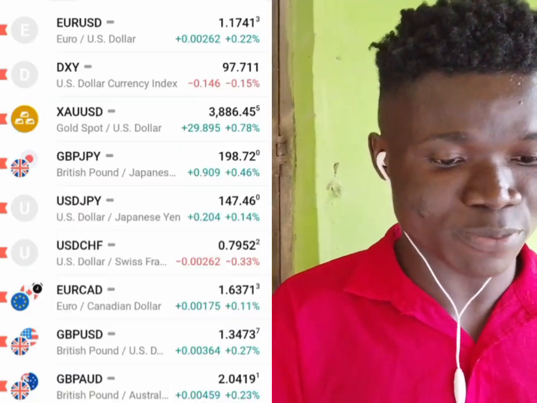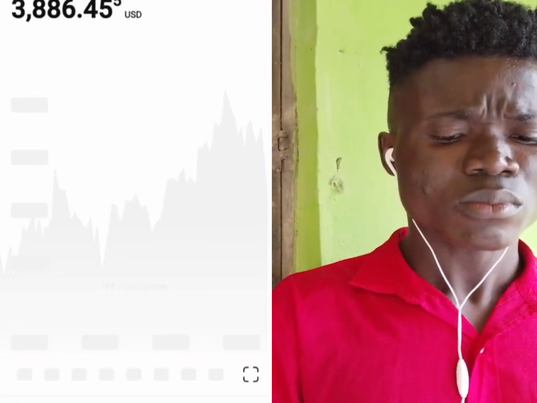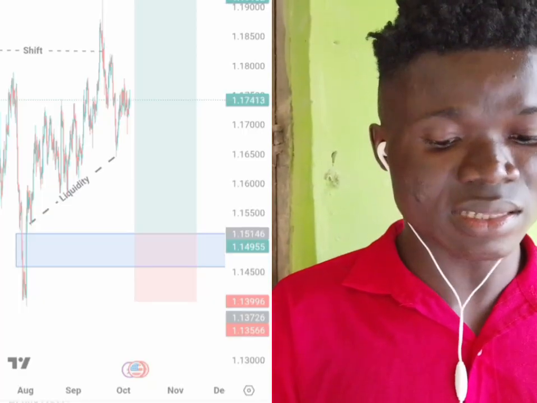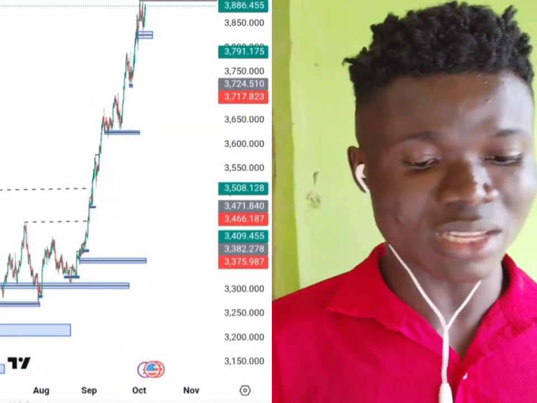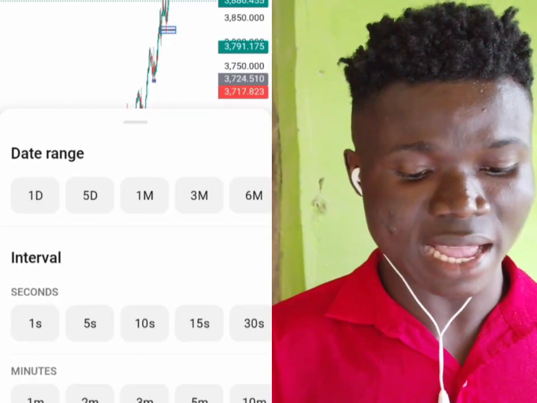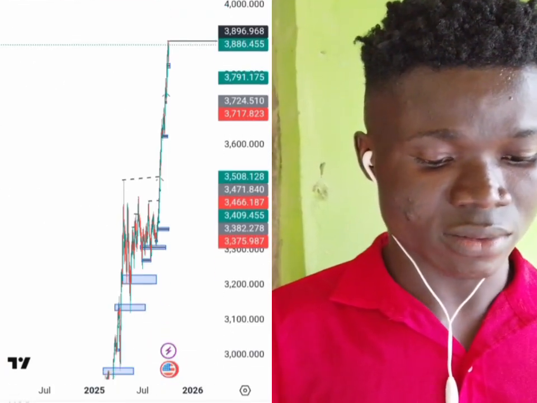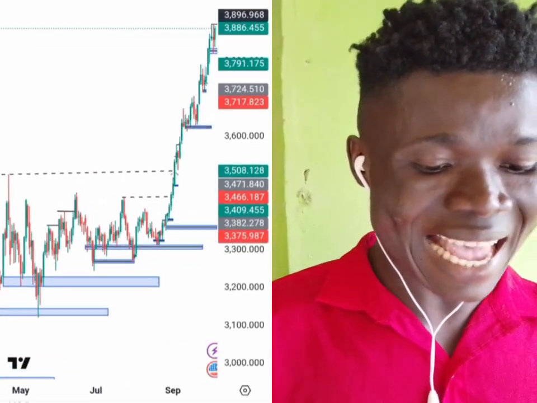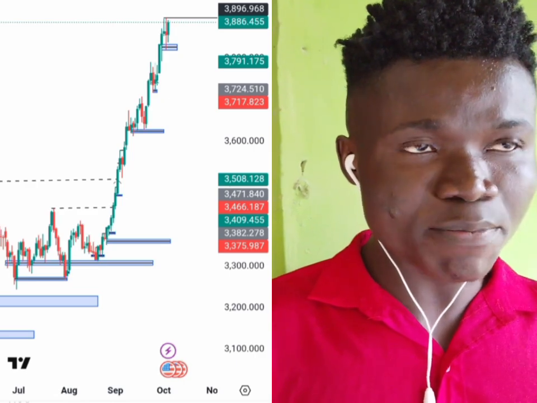So the next pair we'll be expecting is gold. Gold is one of my favorite pairs. So gold has been buying since earlier this year, since January. Gold has been bullish so far. You can see it from the higher side, from the 4-hour to the daily. From the daily time frame, you discover that gold has been bullish since earlier this year. Gold has been very, very bullish.